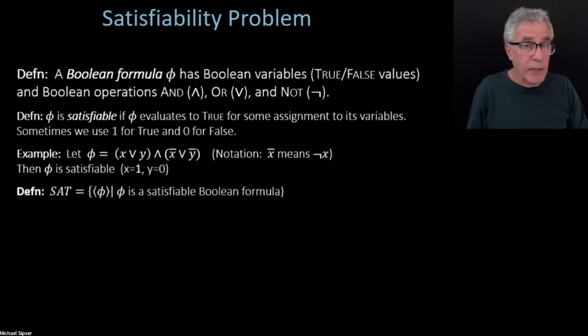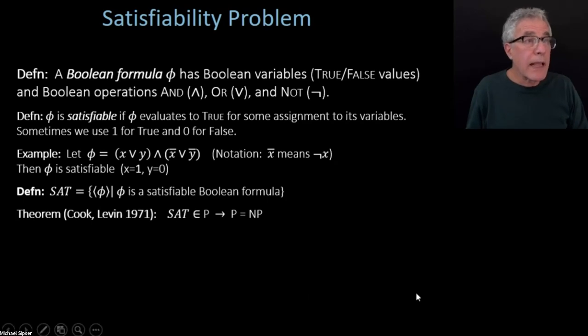Now, the problem of testing whether a Boolean formula is satisfiable is going to be the SAT language. It's a collection of satisfiable Boolean formulas. And testing whether you're in SAT or not is going to be an important computational problem. And there was an amazing theorem, which really got this whole subject going, discovered independently by Steve Cook in North America and Leonid Levin in the former Soviet Union, almost exactly at the same time, which made a connection between this one problem and all of the problems in NP. So by solving this one satisfiability problem in polynomial time, it allows you to solve all of the problems in NP in polynomial time.